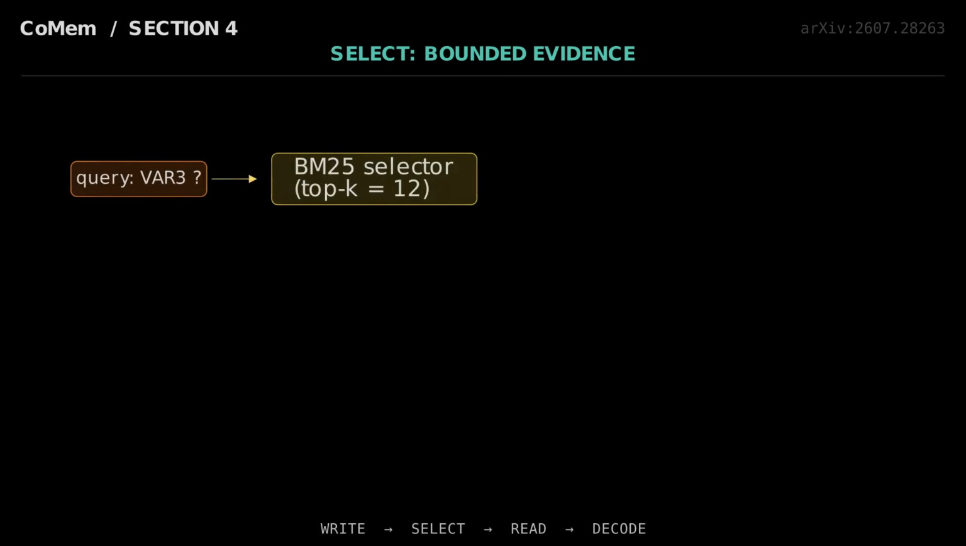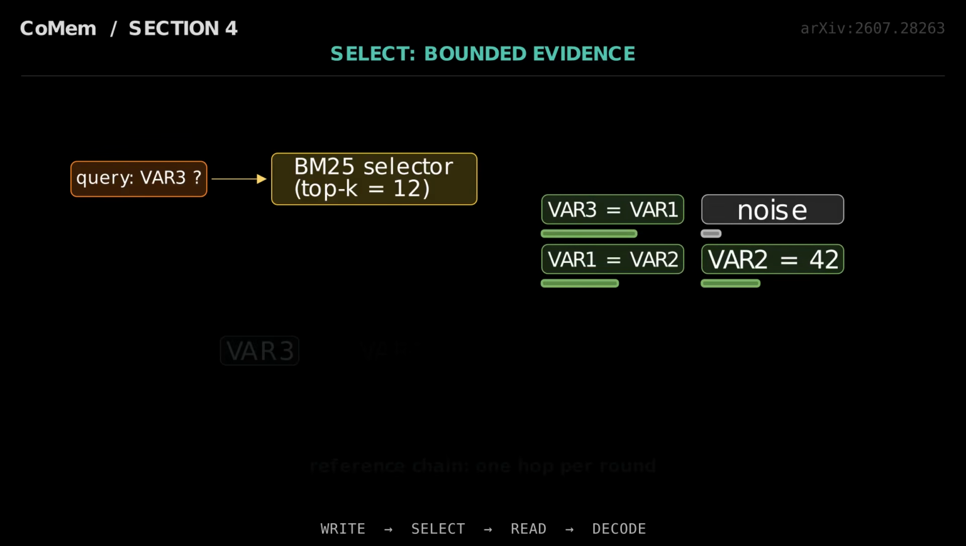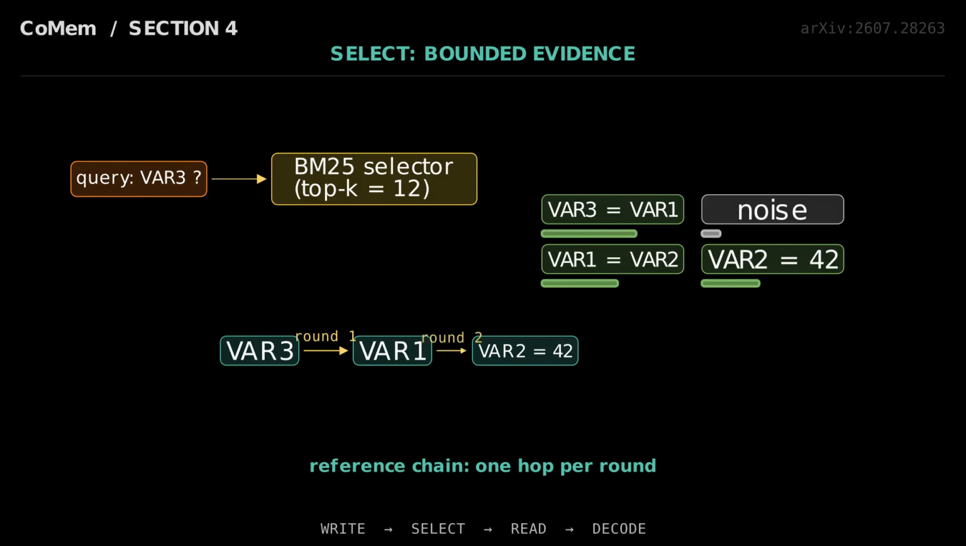A query does not reopen the whole shelf. BM25 scores the raw chunk tokens and returns a bounded top case set. Here is the adversarial case. The question names var3, its chunk points to var1, and only a second chunk defines var2 as 42. One-shot lexical retrieval sees the last link.